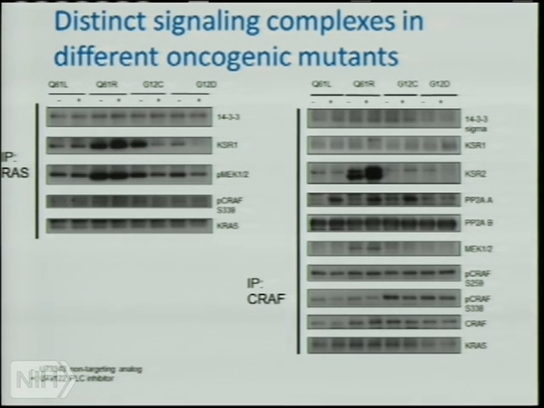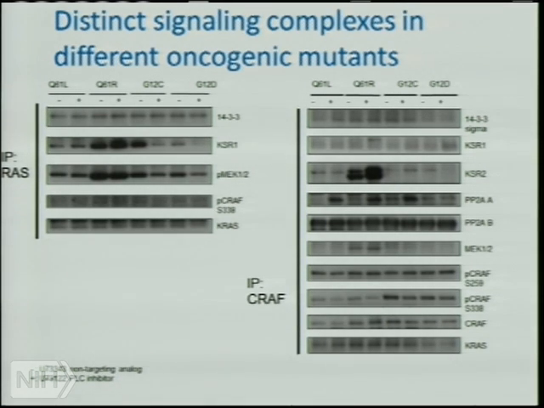So just at this simple biochemical level, you can see that these proteins engage different downstream complexes. And the RAF proteins from these cells are also very different. Again, if you look at KSR line, they bind to different proteins. So each of these mutants has different properties.